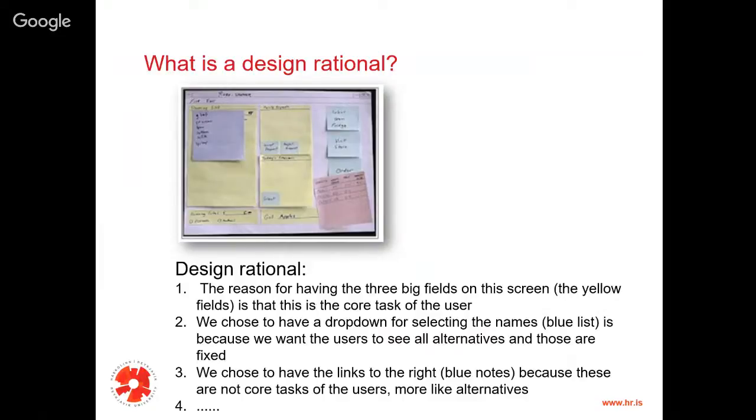Okay, so for this one, you write some things about what the design rationale is. Here, I just made this up. This is a photo from the book. And I just said, well, the reason for having 3 big fields on the screen is that these are the core tasks of the user, and we found that out in the contextual interviews.